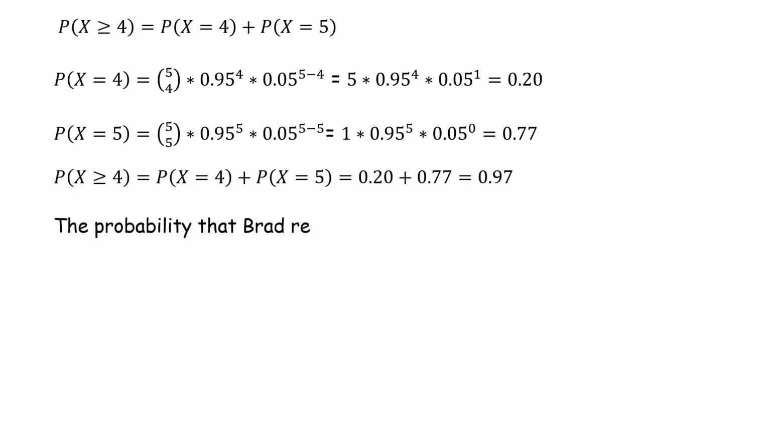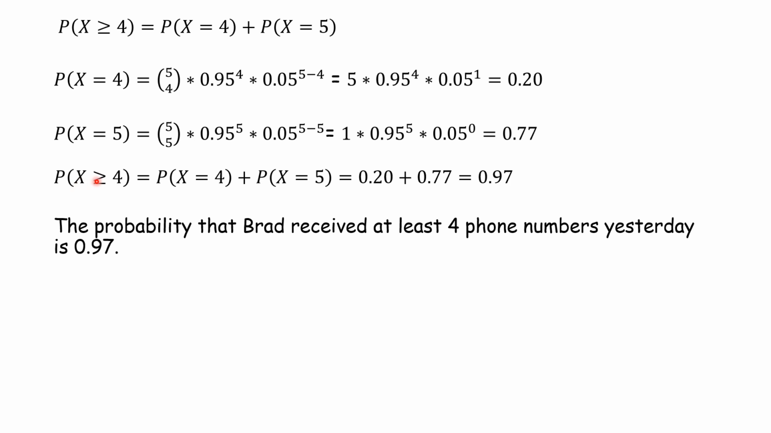Putting it all together, the probability that x is at least 4 equals the probability of x equals 4 plus the probability of x equals 5. That means 20% plus 77%, and we end up with 97% probability. The probability that Brad received at least 4 phone numbers yesterday is 97%.